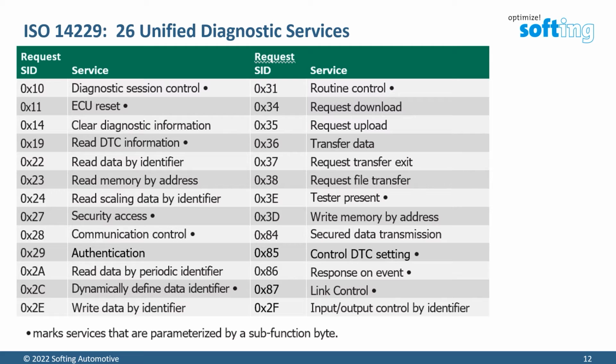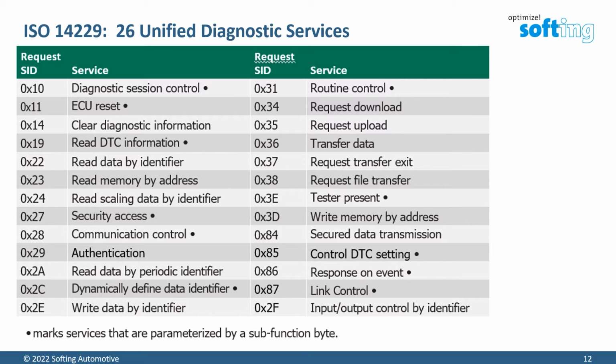This slide shows the 26 unified diagnostic services as they are specified in ISO 14229. They also come with unique request service identifiers, for example the hexadecimal 11 ECU reset, but also the 19 read DTC information, the 22 read data by identifier, and the 31 routine control. Especially the 14, the 19, the 22 and the 31 are reused to specify diagnostic service requests for OBD purposes.